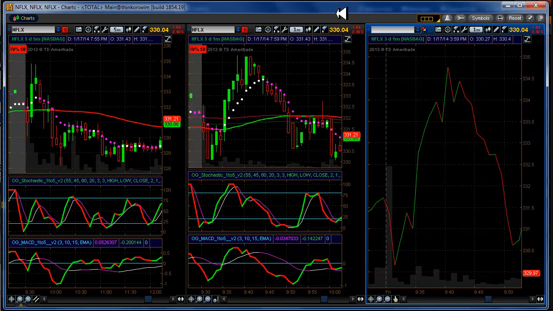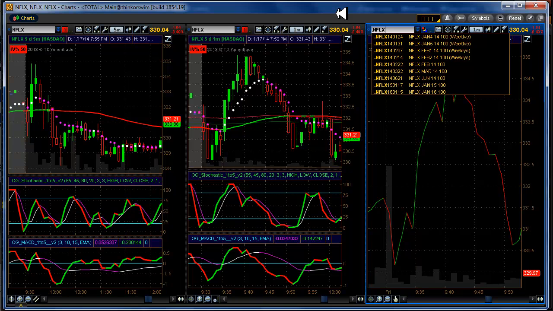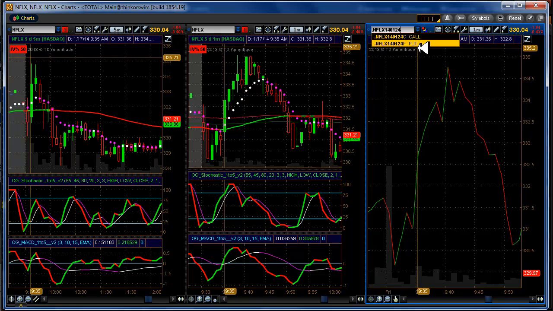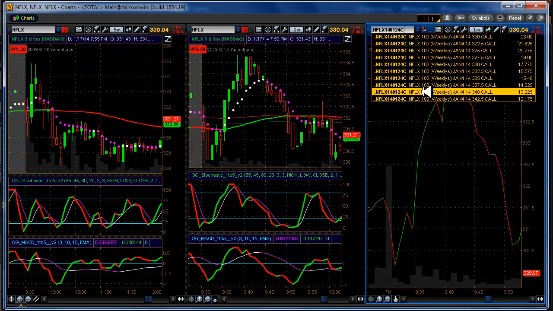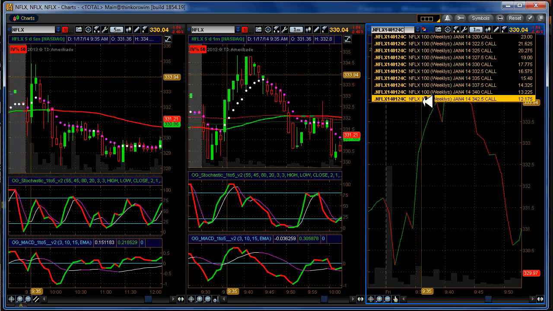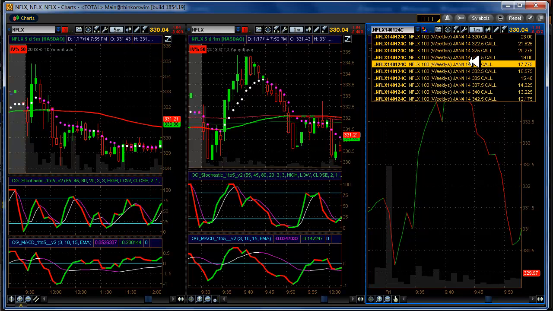So dot NFLX. And then we want the next expiration period, which, since this is Monday, would be the next Friday. We are in a bullish case here, so we want a call, and remember, we want 330. This 330 here would be about $17.